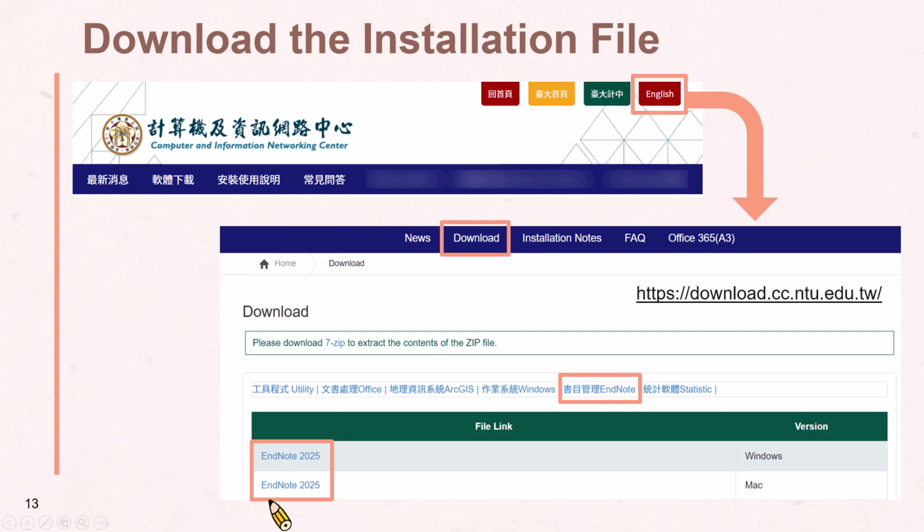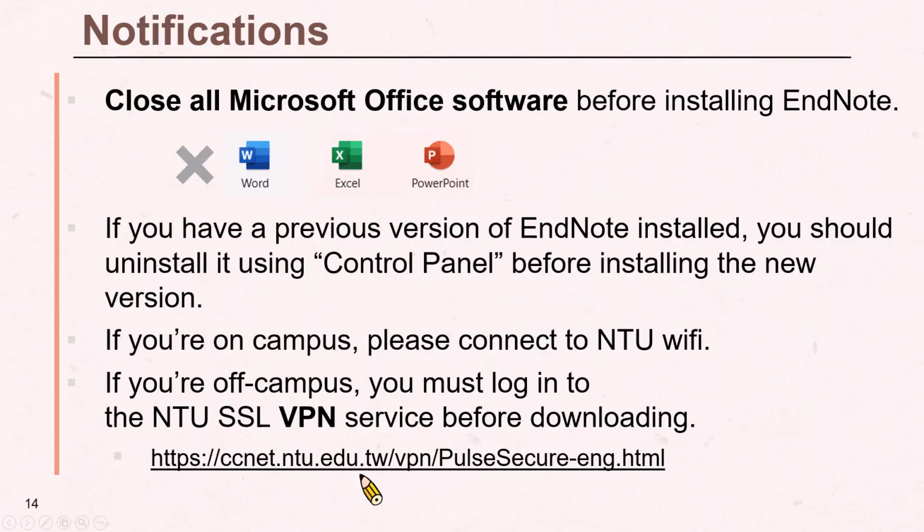On the web page, you can switch the language to English, then click EndNote 2025 and the browser will download the installation file. Here are some notifications for you. Please close all Microsoft Office software before installing EndNote. If you have a previous version of EndNote installed, you should uninstall it using Control Panel before installing the new version. If you are on campus like in this classroom, please connect to NTU Wi-Fi. If you are off campus like at your home, you must log in to the NTU SSL VPN service before downloading.